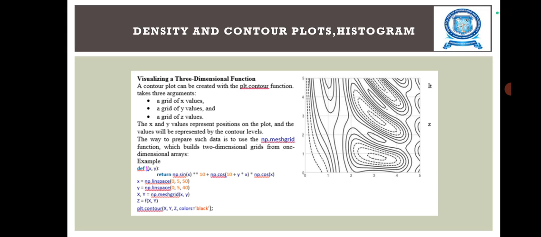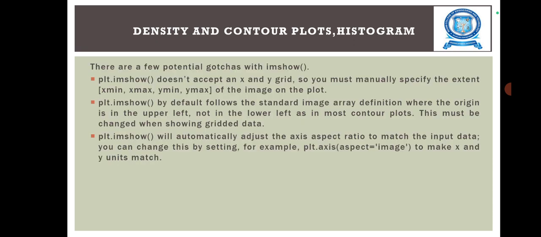Here it can be created with the plt.contour function, which takes three arguments: a grid of x values, a grid of y values, and a grid of z values. Here the x and y values represent positions on the plot, and the z values will be represented by the contour levels. A way to prepare such data is to use the np.meshgrid function, which builds two-dimensional grids from one-dimensional arrays. Next, we are going to see a few more options with imshow.